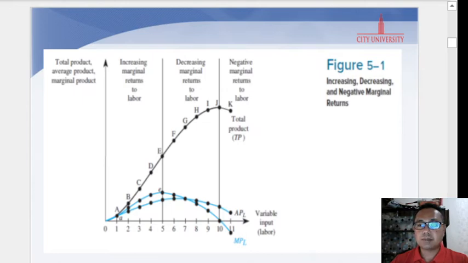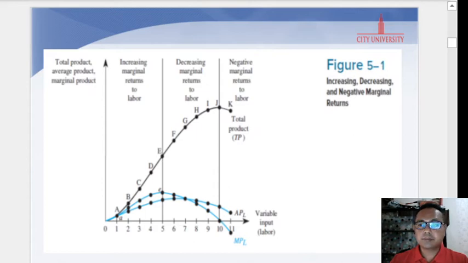So the range over which marginal product is positive but declining is known as the range of diminishing marginal returns, or diminishing marginal return to the variable input. In figure 5.1, marginal product becomes negative when more than 10 units of labor are employed. After a point, using additional units of input actually reduces total product, which is what it means for marginal product to be negative. So the range over which marginal product is negative is known as the range of negative marginal returns.